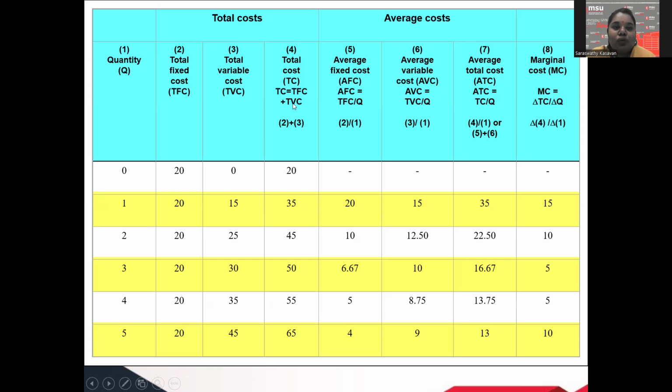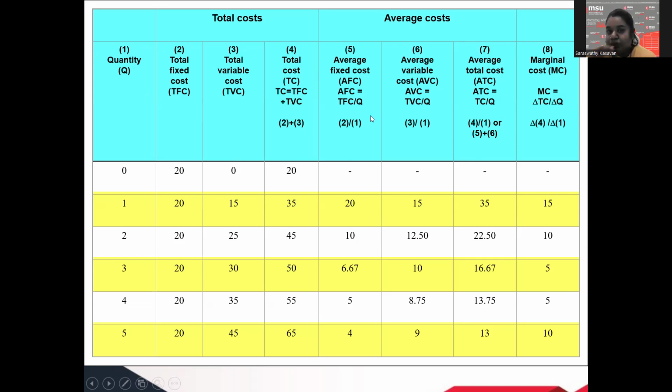So total cost is equal to TFC plus TVC. Normally they give this amount, this amount, this amount, and we need to find the rest, for 4, 5, 6, 7, 8, and so on, if they give 1, 2, 3. For example, how do we get the 20? 20 plus 0, we get 20. How do we get the 50 TC? Because 30 plus 20, we get 50.